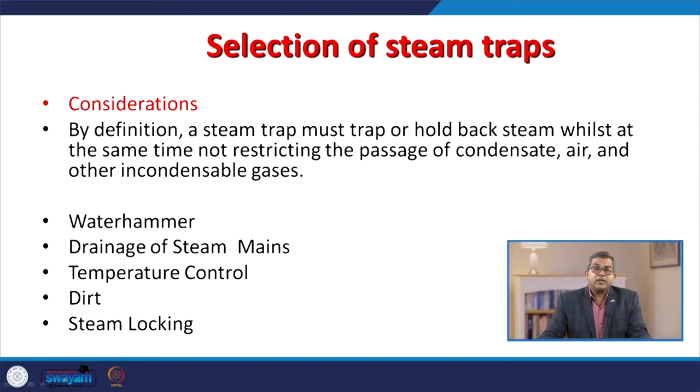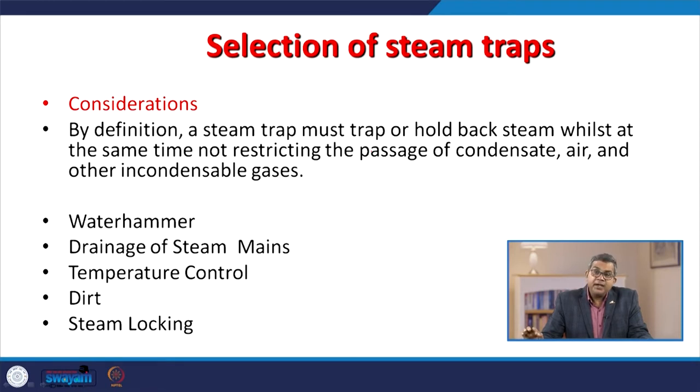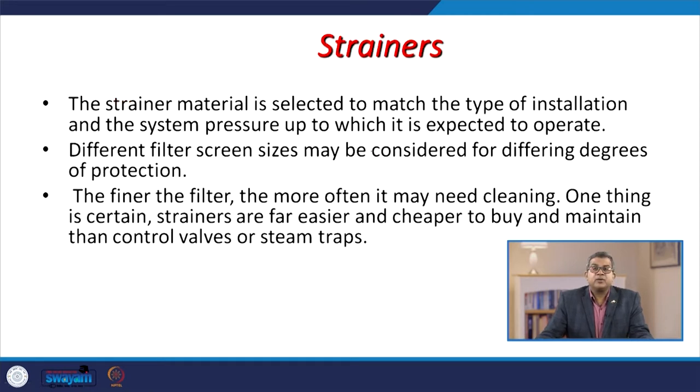Now, we discussed a lot of different types of steam traps. The question arises: how can we go for a proper steam trap? This is one of the fundamental questions. While selecting the proper steam trap, there must be certain considerations. By definition, a steam trap must trap or hold back steam, while at the same time it should not restrict the passage of condensate, air or other incondensable gases like CO2, etcetera. It should overcome the problem of water hammering. We will discuss this later on. It should provide proper drainage to the steam main. It should provide proper control. It should remove the dirt. It should prevent steam locking. So, all these things are quite essential for the steam trap.